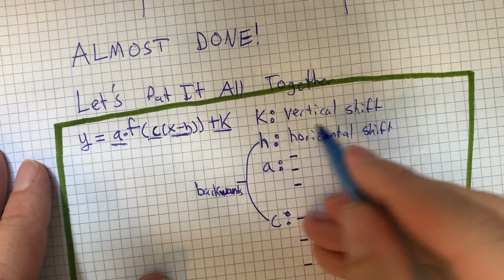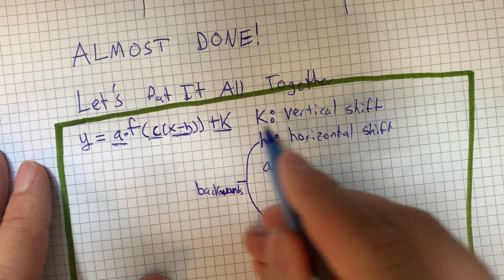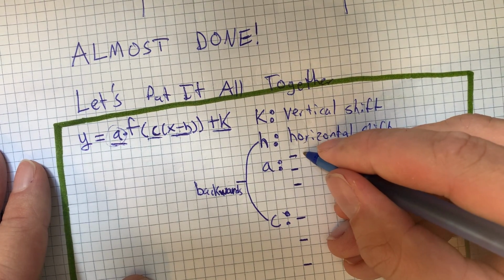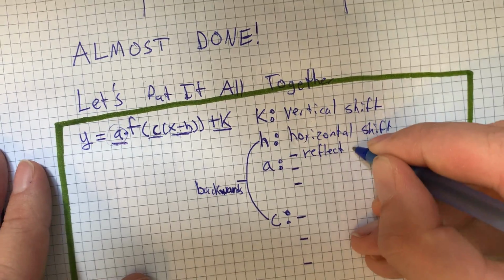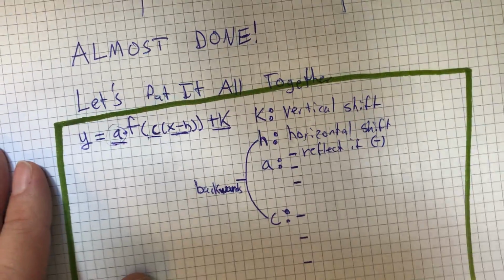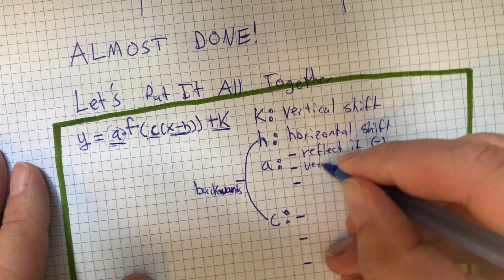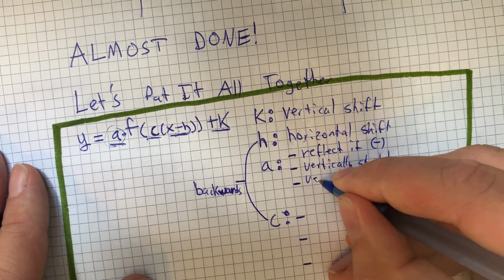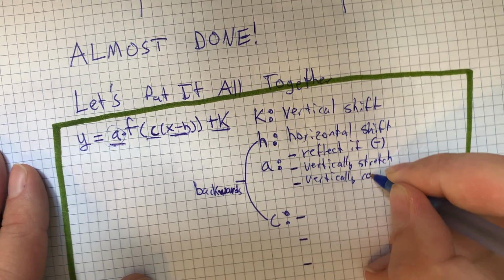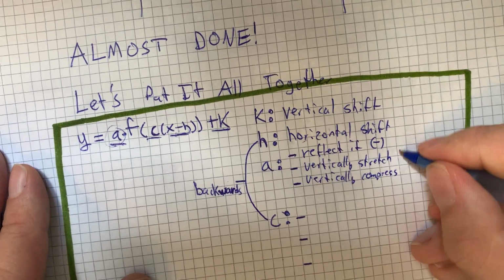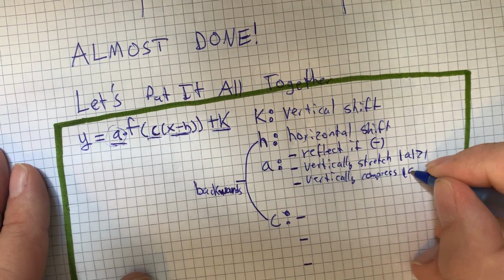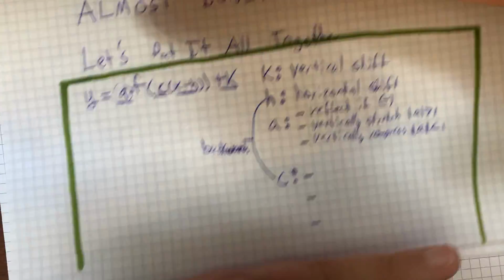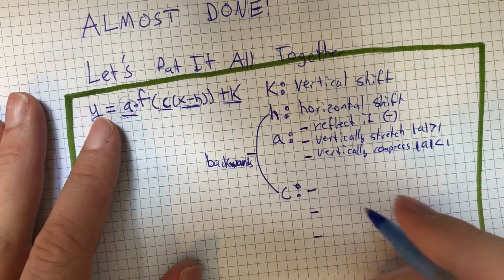It's the afternoon. So shifts come from adding or subtracting something, horizontal if it's inside, vertical if it's outside. The number on the outside multiplying can reflect if the number in front is negative. It can vertically stretch or vertically compress. Here it's when absolute value of A is bigger than 1. Here it's when absolute value of A is less than 1. So if those numbers are really big, the y's will get multiplied. If the numbers are really small, the y's will get multiplied by a smaller number and become smaller.